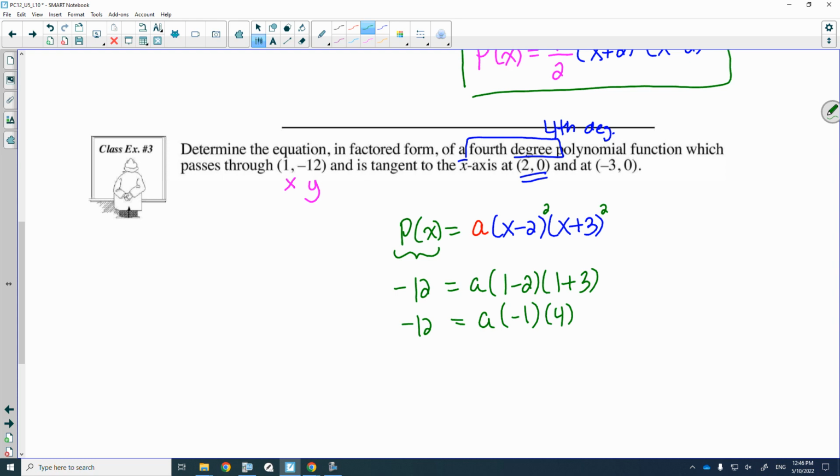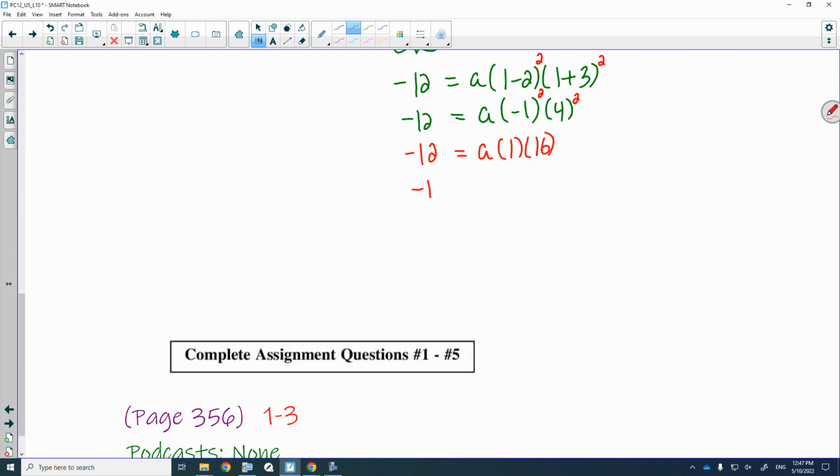No. Do you guys see what I'm missing? The square. I'm missing this guy. Negative 12 is equal to a, that's a 1, and that would be a 16. So negative 12 is equal to 16a. Divide this by 16 and that by 16. A is negative 12 over 16, which would reduce to negative 3 over 4.